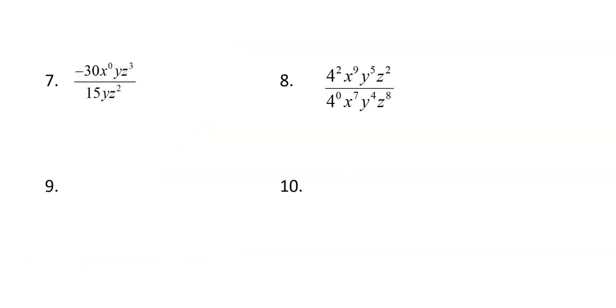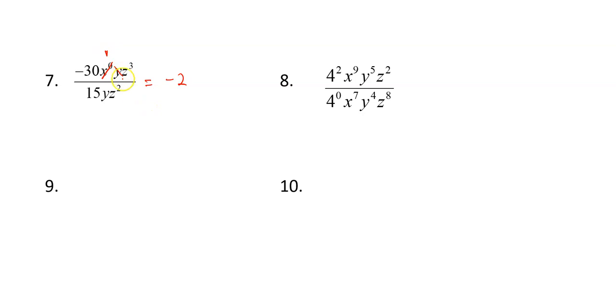All right, take a look at number 7. I've got a 30 and a 15. So those are my coefficients. Those are the things I'm going to divide out first. So negative 30 divided by 15 is negative 2. X to the 0 is just 1. And there's no x's on the bottom, so actually I'm done with that.